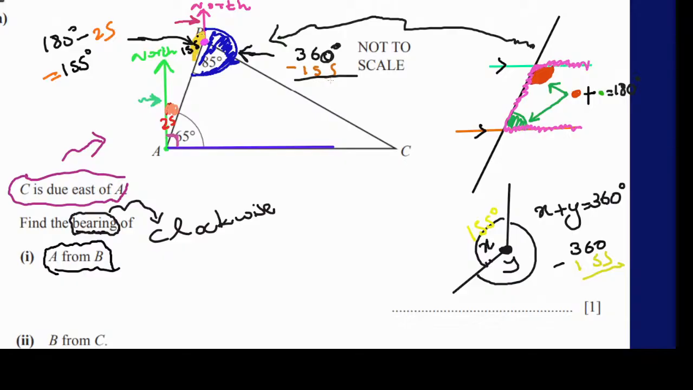So what would that give us? 205. So what is the magnitude of this blue reflex angle? 205 degrees. So what is the bearing of A from B? That is 205 degrees.